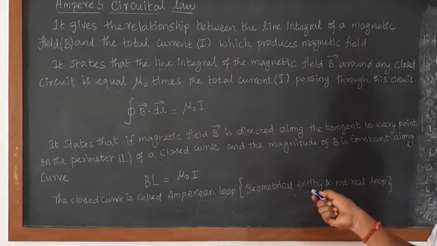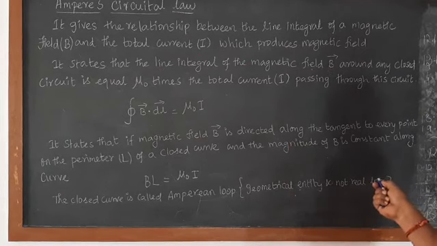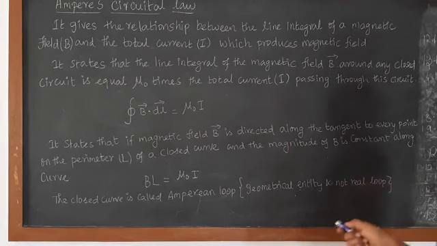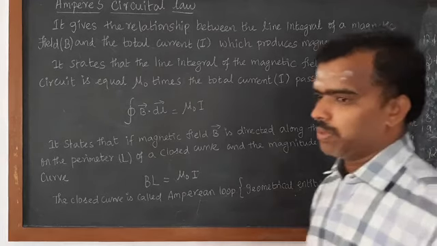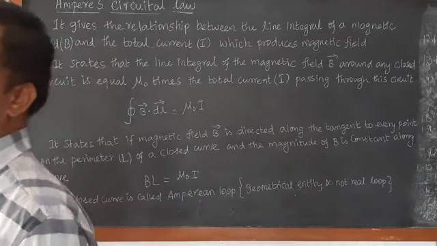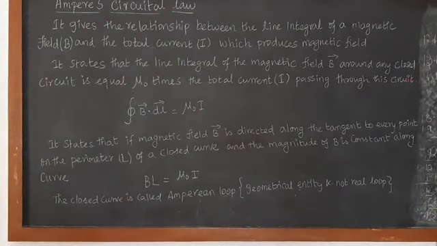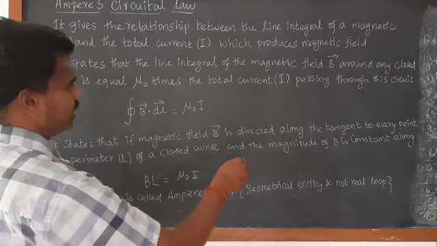It states that the line integral of magnetic field B vector around any closed circuit, it's very important, only in a closed circuit it is applicable, not in an open circuit. So around any closed circuit is equal to mu naught. What is called mu naught? Permeability, right? Is equal to mu naught times the total current I passing through this circuit. So this is the statement we have. It connects the magnetic field value as well as the current.